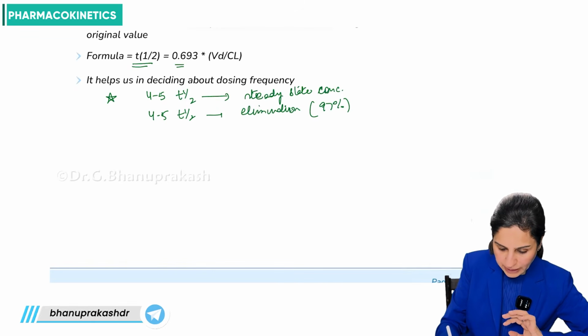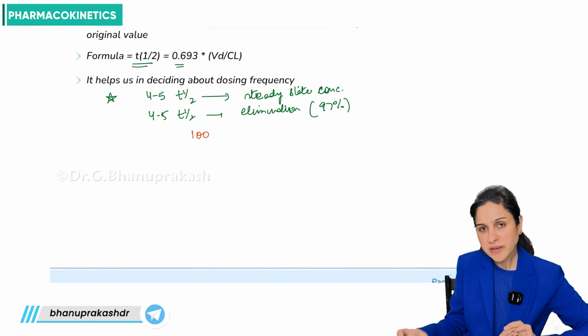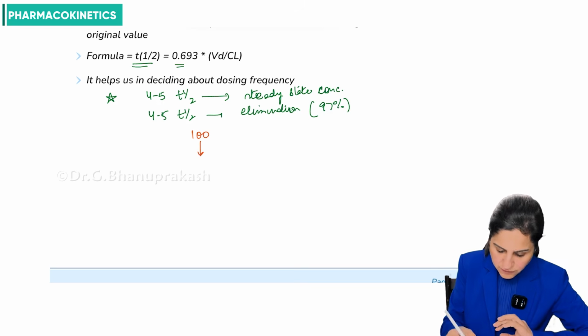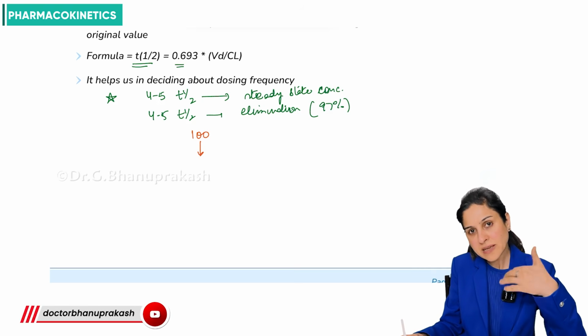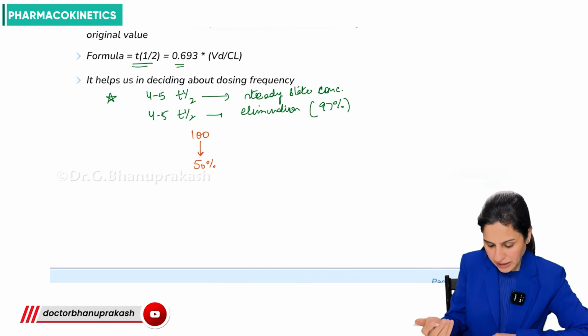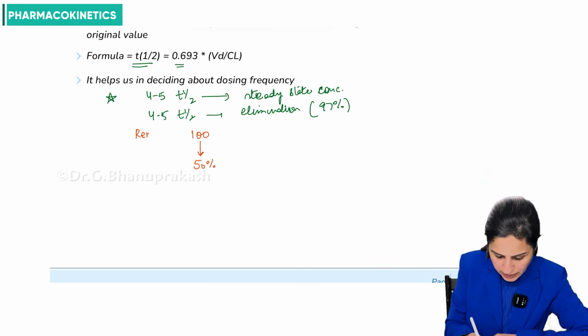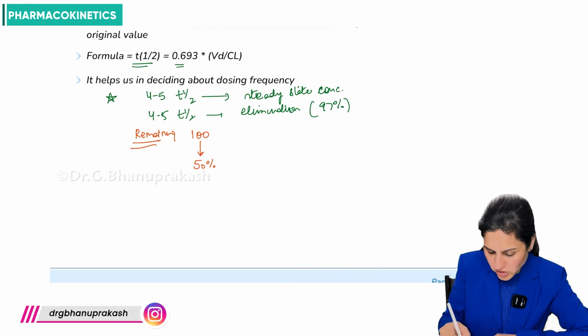So let's see with the help of an example. We have a drug, let's say there is 100 milligram, 100% of the drug, and half-life is 1 hour. So every half-life, 50% of the drug is being eliminated. In the first half-life, 50% of the drug is eliminated. And here I am going to say what is the remaining amount of drug, and also we will see how much drug is eliminated.